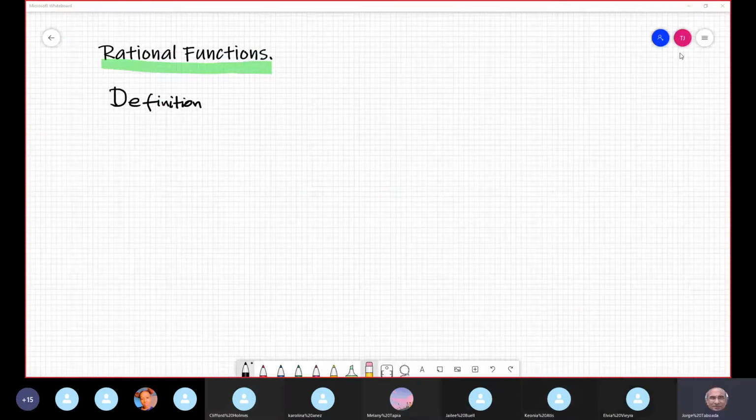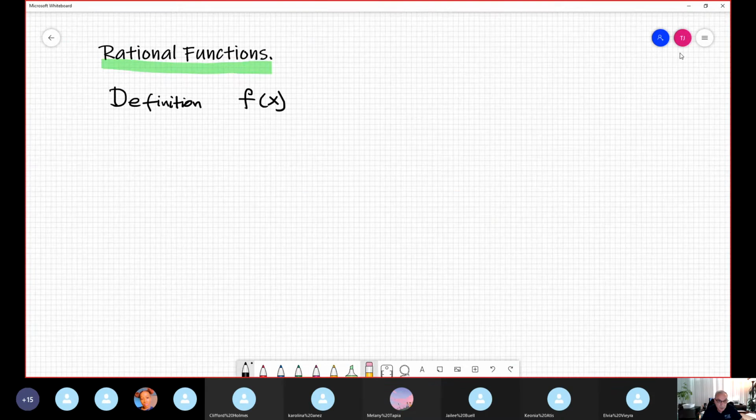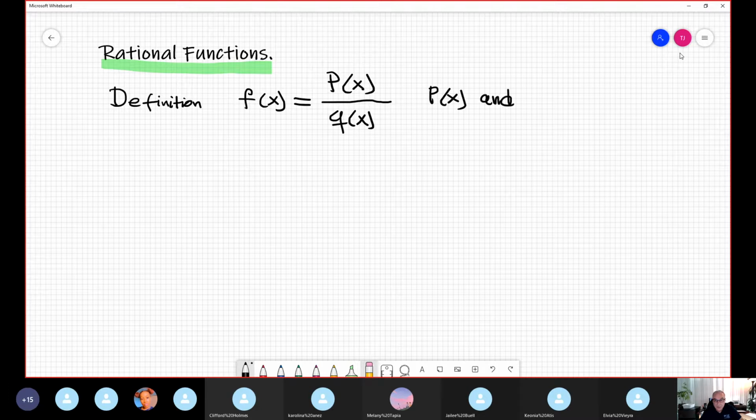The function f of x is a rational function if it's the quotient division of two polynomials, P of x divided by Q of x, and both P of x and Q of x are polynomial functions.